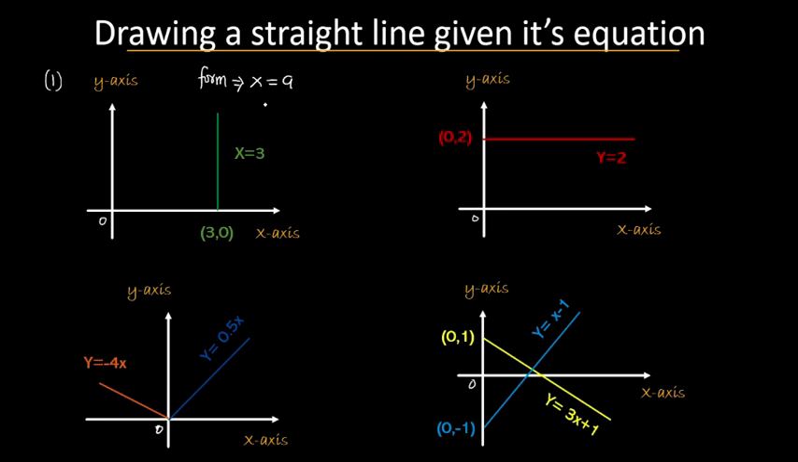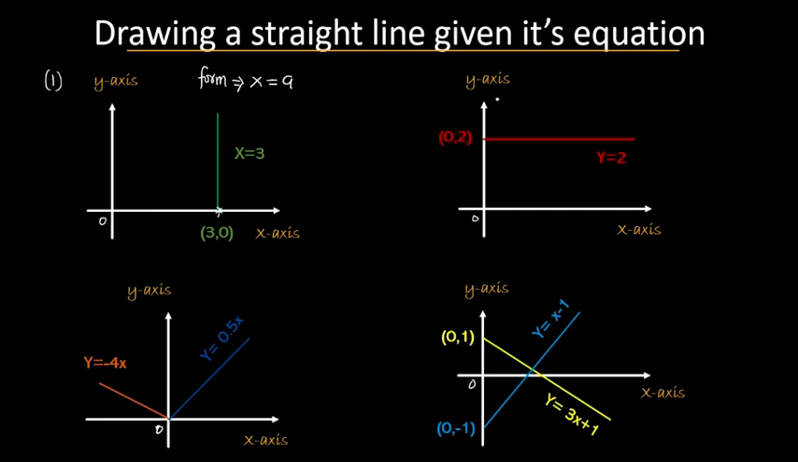This means that we don't have the y component of the coordinate, and so we only have the x component, which means the y component is 0. So we have the point (x, 0), and that becomes a straight line going vertically upwards, always parallel to the y-axis.